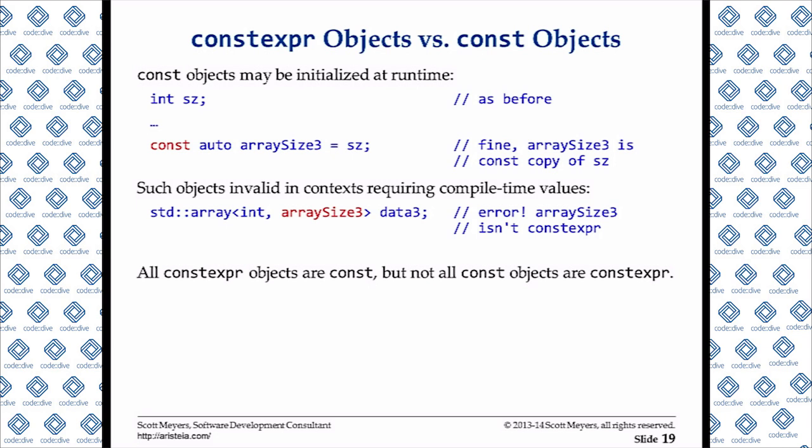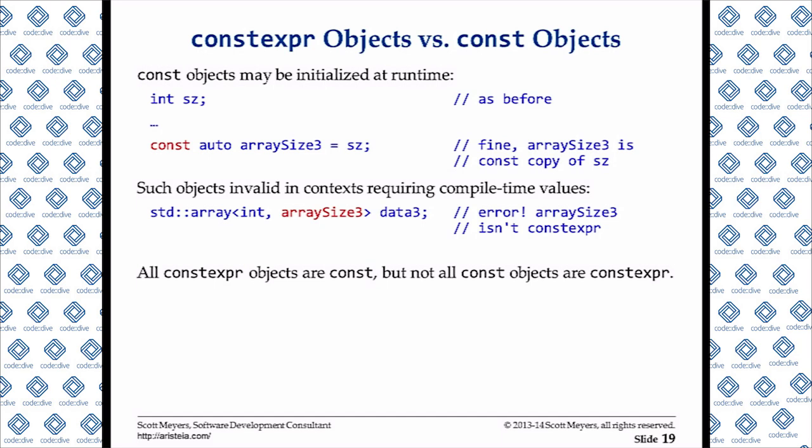Const objects. I'm not talking about constexpr. Const objects have to be initialized, and they could be initialized at runtime. So for example, I've got this variable sz, and then later on I could say const auto arraySize3 = sz. Now, this line will compile without any trouble at all. This just says arraySize3 is a const object. It's got the same type as sz.